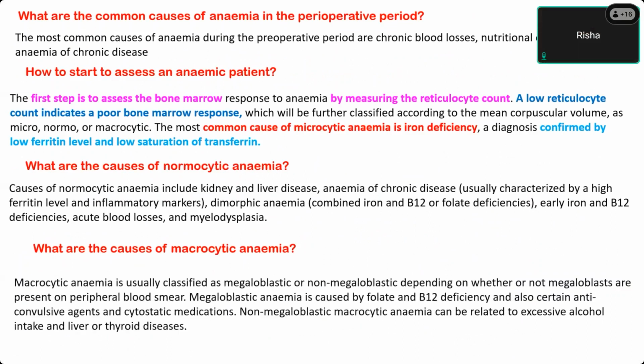Folic acid. So it is classified as megaloblastic or non-megaloblastic depending upon whether or not megaloblasts are present on peripheral smear. So megaloblastic anemia is caused by folate and B12 deficiency, and also by some anticonvulsant drugs. If a patient has been on carbamazepine and sodium valproate for a long time, they can develop this megaloblastic anemia, or they may be on cytostatic medications. And non-megaloblastic macrocytic anemia can be related to alcohol abuse or thyroid and liver diseases. So these etiological factors you should be aware of.